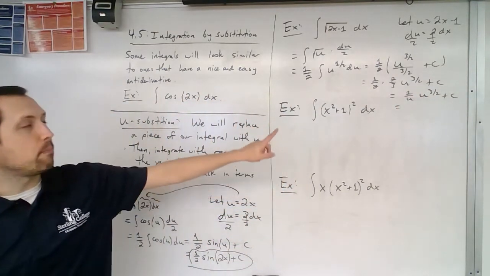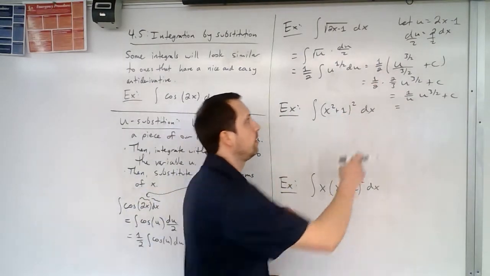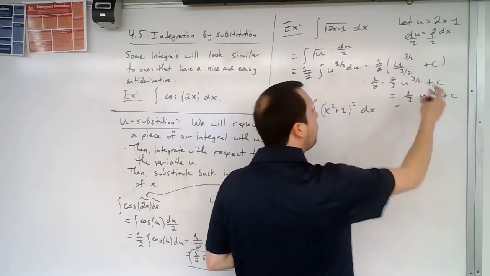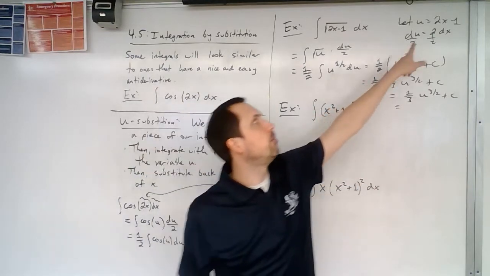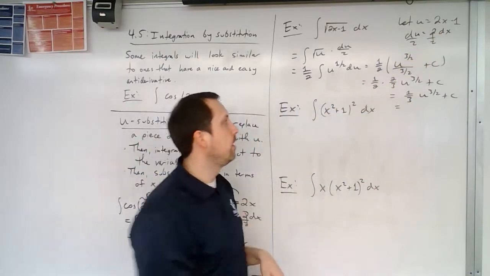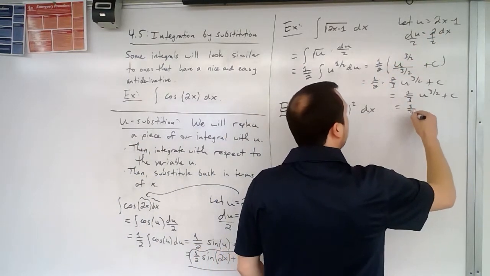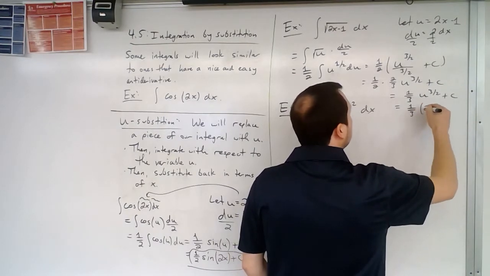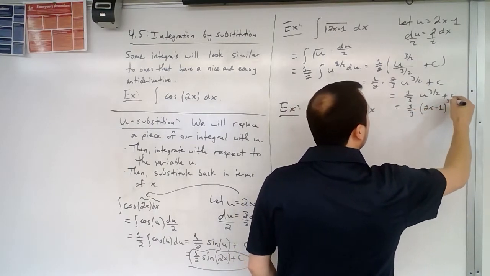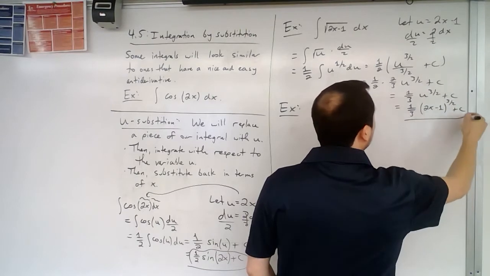But we said, remember, we don't want u, we want x's, so I substitute back in at the very last step. So this is going to be 1/3 times 2x minus 1 to the 3/2 plus c.